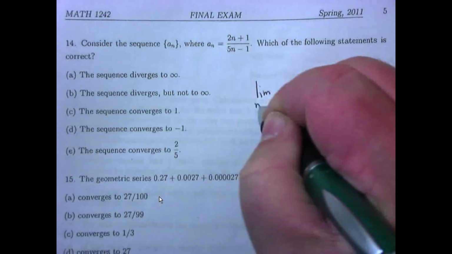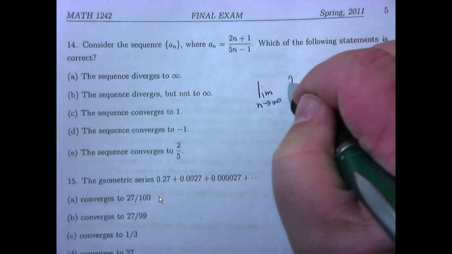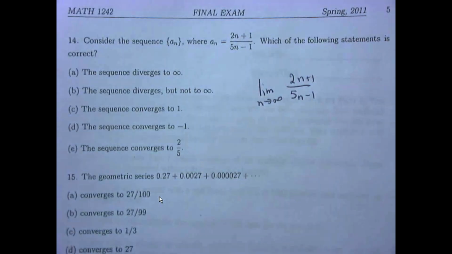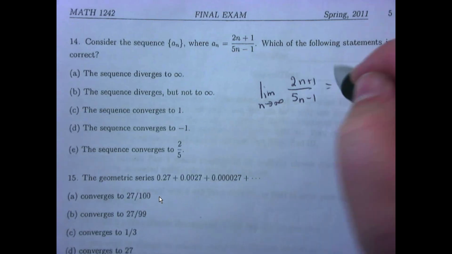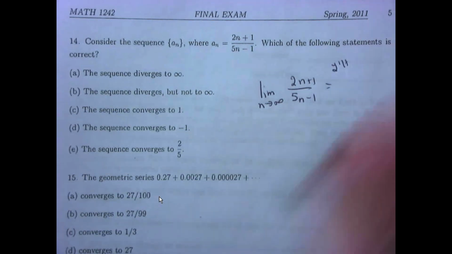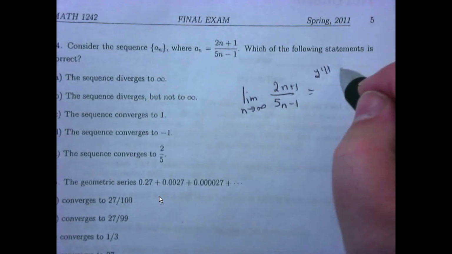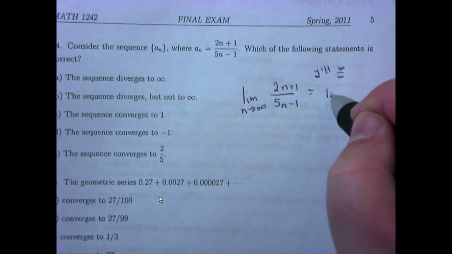Take the limit. All I've got to do is take the limit as n approaches infinity of (2n plus 1) over (5n minus 1). Now, you can do it any which way you want to, being the degree of the top and degree of the bottom are the same. You can look at it and tell what the answer is. But personally, since this is a calculus class, I'm going to use L'Hopital's rule, because that really just screams calculus. When I plug in infinity, I get infinity over infinity.